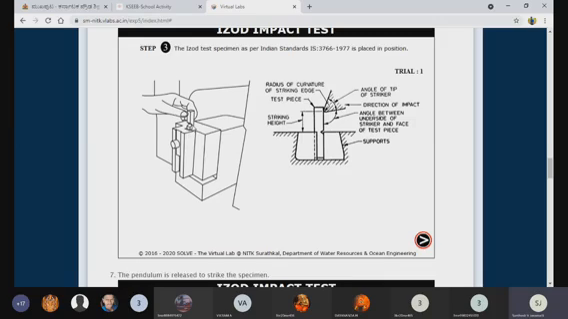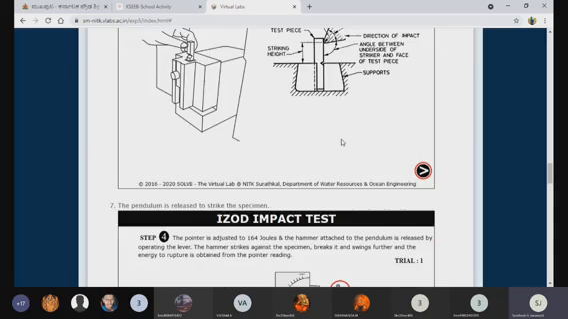So here there will be the notch. Sometimes we call it a groove or notch. Now this notch is opposite to the face of the applied striker.